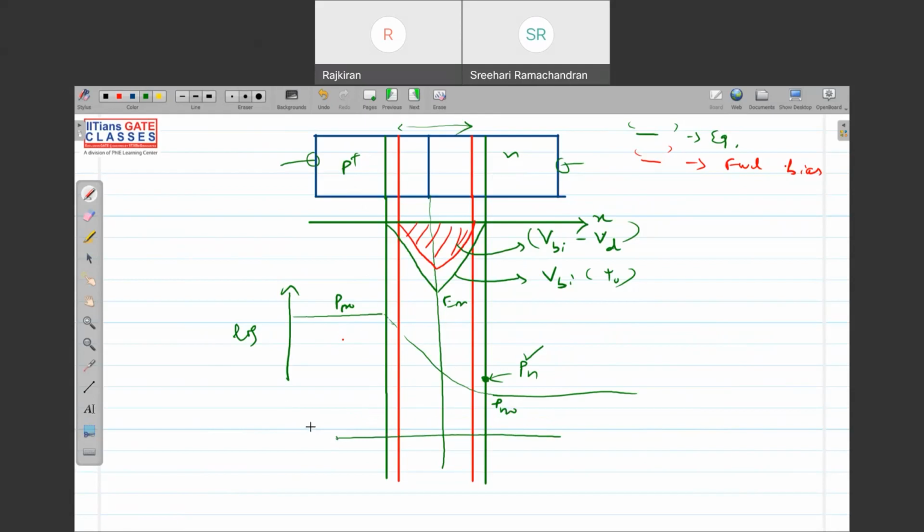Okay, this is the hole. Holes will be injected from P side to N side. Now, since in the N side I have more number of holes, what will happen? This is a contact. Then I have applied a potential. This is a potential.